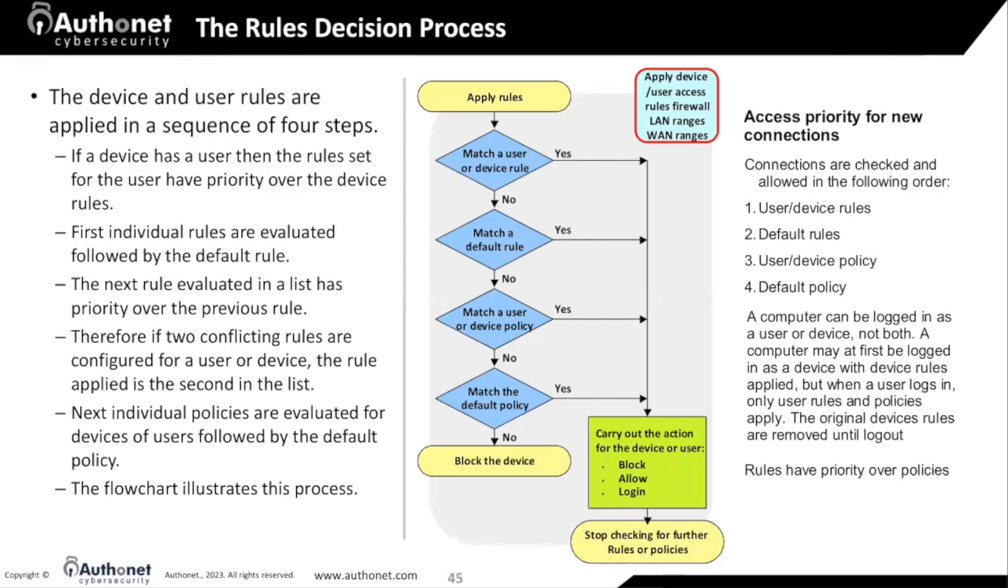This diagram shows the decision process for rules. We first match a user or device. We look for a default rule, and then we match a user or device policy, and then look for a default policy. If we fail in those 4 steps, then we block the device. If we pass in any one of those steps, then we carry out the subsequent actions, which might be block, allow, or login.